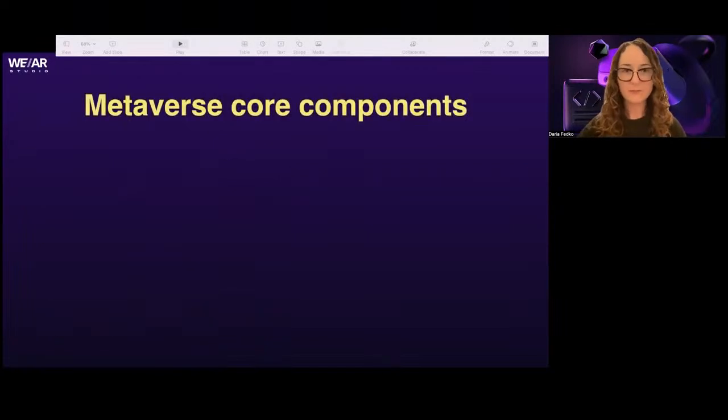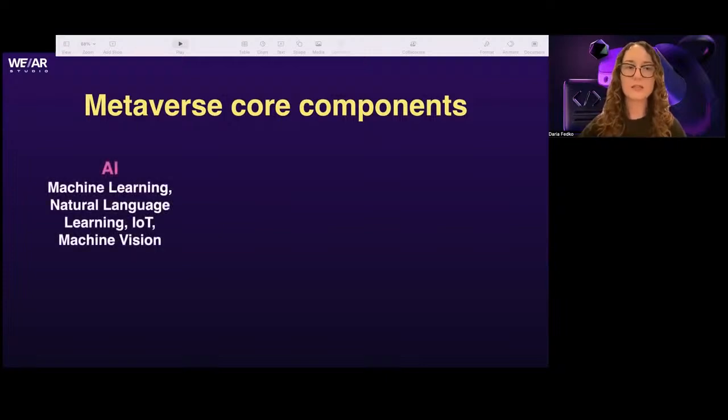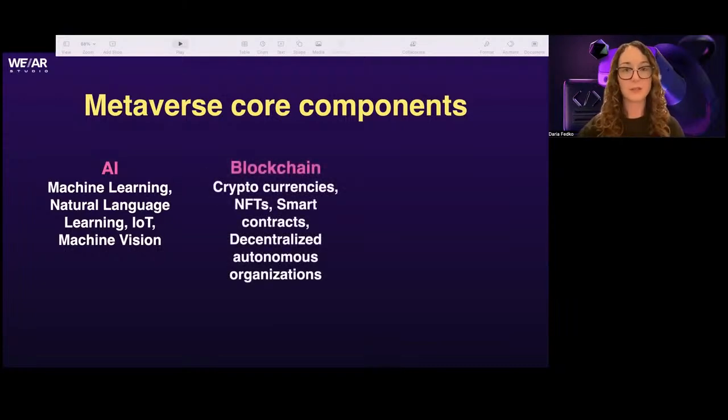From my perspective, Metaverse has three core components, and the first one is AI. It includes machine learning, natural language learning, IoT, machine vision, and everything connected to it. The second component is blockchain, because we need to have the decentralized system, right? So it's about cryptocurrencies, NFTs, smart contracts, decentralized autonomous organizations.